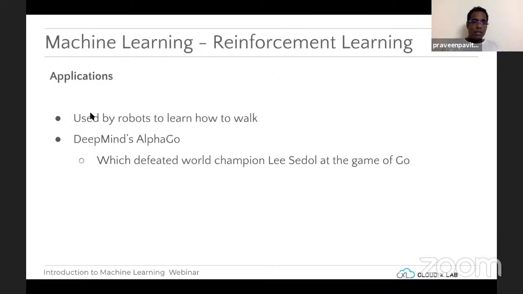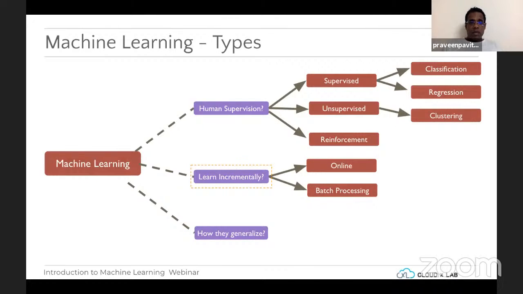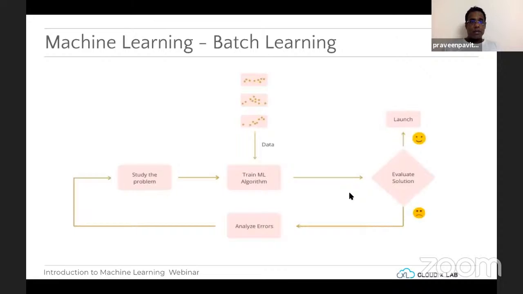Other applications of this are used by robots that learn how to walk. There's DeepMind's AlphaGo, which defeated world champion Lee Sedol recently, and computers seem to be beating people at everything. Okay, there is another concept of how machine learning learns, whether it's learning incrementally, and there are 2 types: online or batch processing.